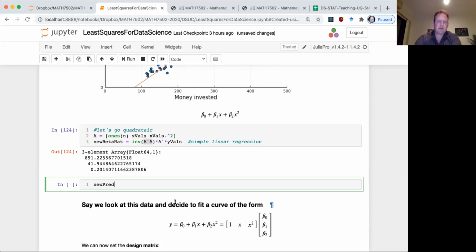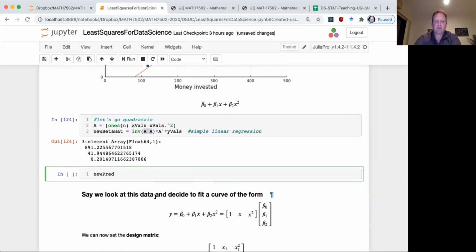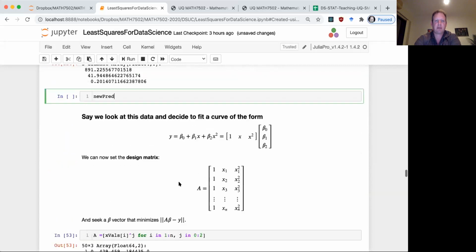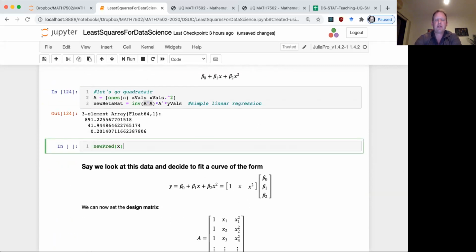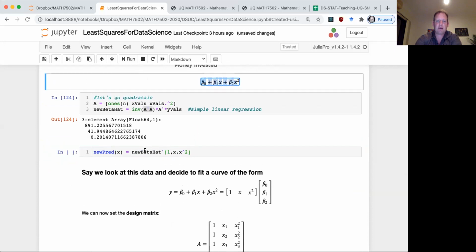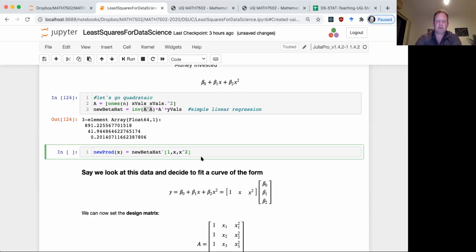Oh, and here below is pretty much what we're doing. That's from the old notebook, but you could continue reading this below later on, but I'm just doing it manually. The new pred x is going to be the new beta hat. So let's write it in a linear algebraic way now. It's new beta hat, inner product with one, x and x squared. Okay, this is an inner product of new beta hat by one, x, x squared.